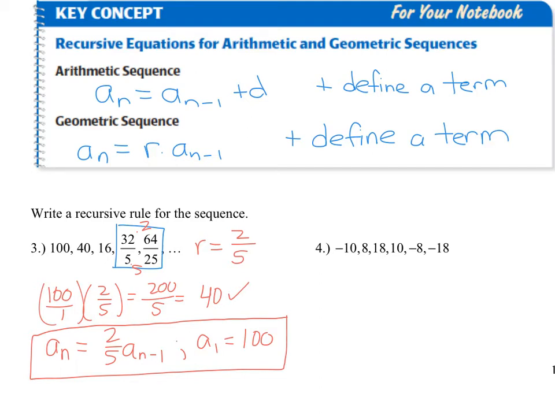Okay, so keep in mind that not everything is an arithmetic or geometric sequence. Sometimes we just have a different type of pattern. So let's take a look at this next one and try and figure it out.